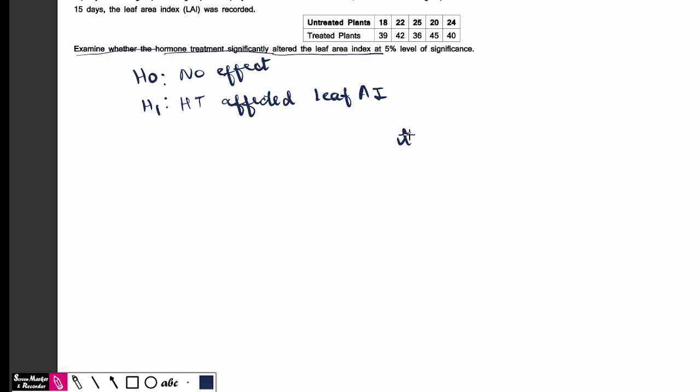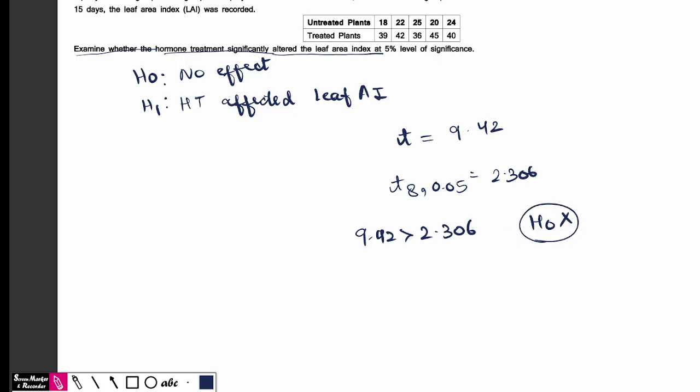Now your calculated t value was 9.42. The observed t value at degree of freedom 8 and 0.05 level of significance came out to be 2.306. Now since your calculated value was greater than 2.306, you say null hypothesis is rejected. That means there is definitely the effect of hormone treatment on the leaf area index. So that is how you will solve this question, where the clear hints are given that it is an unpaired t-test.